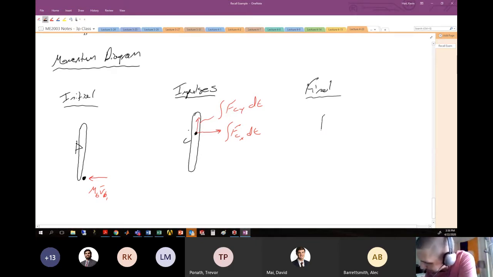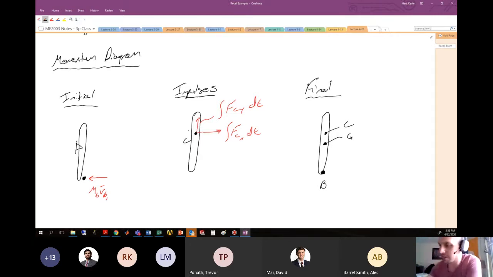My final momentum. All right, here I am, point C. I'll also have to consider things going on at the center of gravity, which is point G, and down here where the bullet sticks in, the problem labels this bottom point as point B. This will be important because I'm going to use these to label my subscripts in just a second.